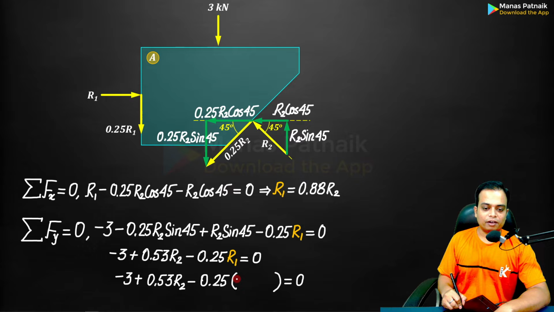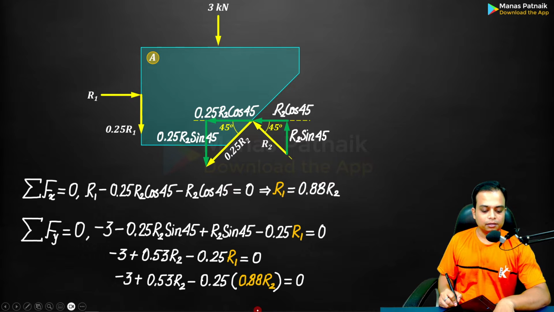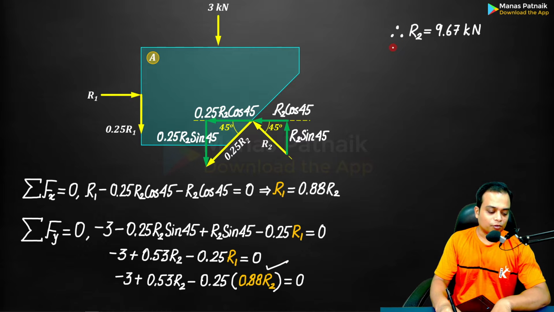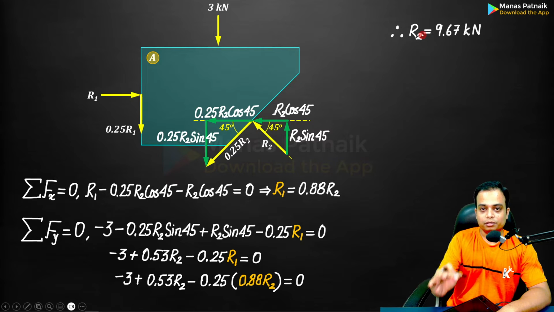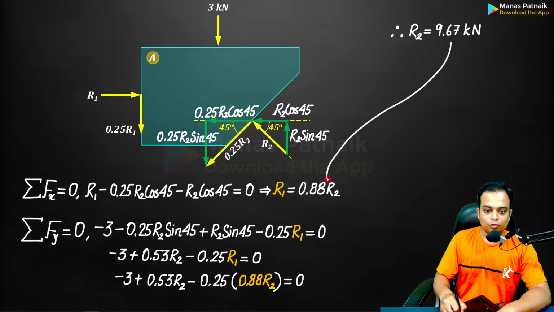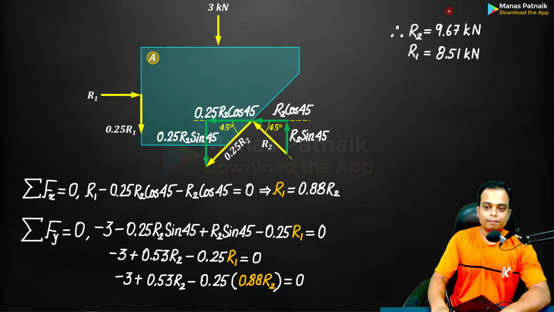And when you do that, this is what you get. Now let's put the value of R1. R1 is 0.88 R2. Let's put it over here. Done. It becomes very simple now. There is one equation and one unknown, that is R2. And this is the final value of R2: 9.67 kilonewtons. Remember this. When you put this value over here, the corresponding value of R1 is going to be 8.51. We need this value, 9.67.